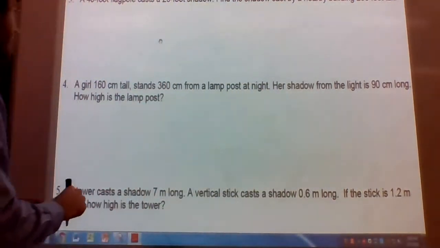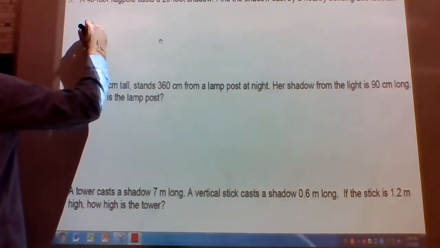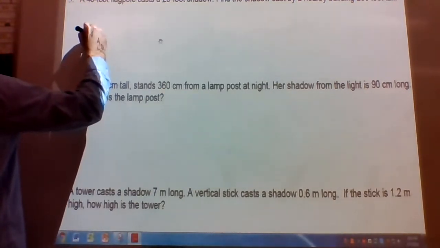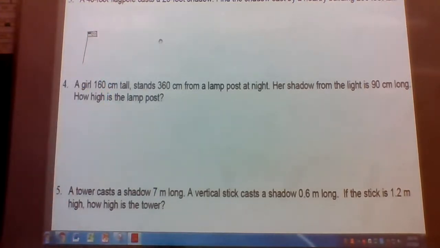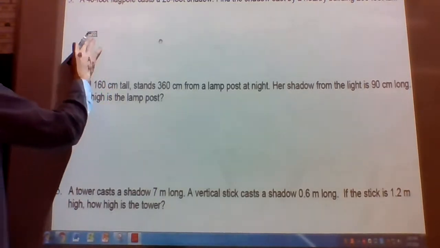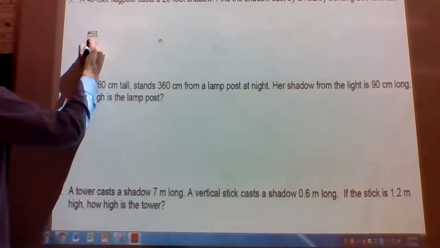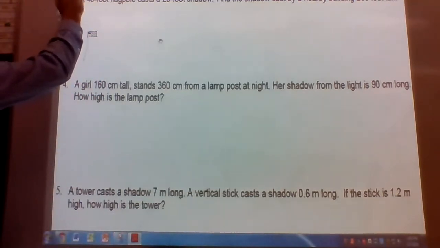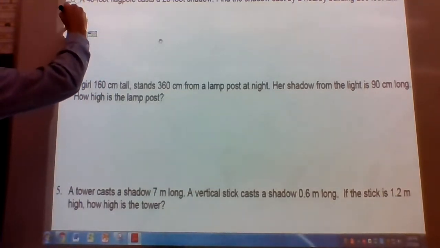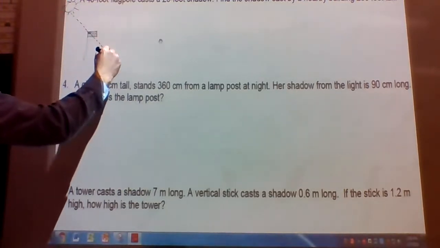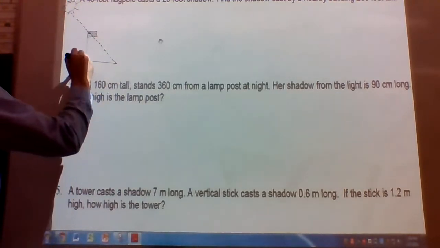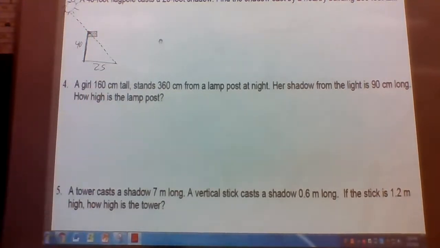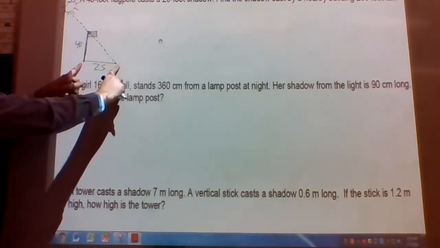So here we have a flagpole with a flag on it. It should be a straight flagpole that goes straight up and down. And it casts a 25-foot shadow. So again, we have the sunshine. The light from the sun comes down, hits the flagpole, and casts a shadow. So the flagpole is 40 feet tall, and it casts a 25-foot shadow. So the shadow is going to be 25 feet.